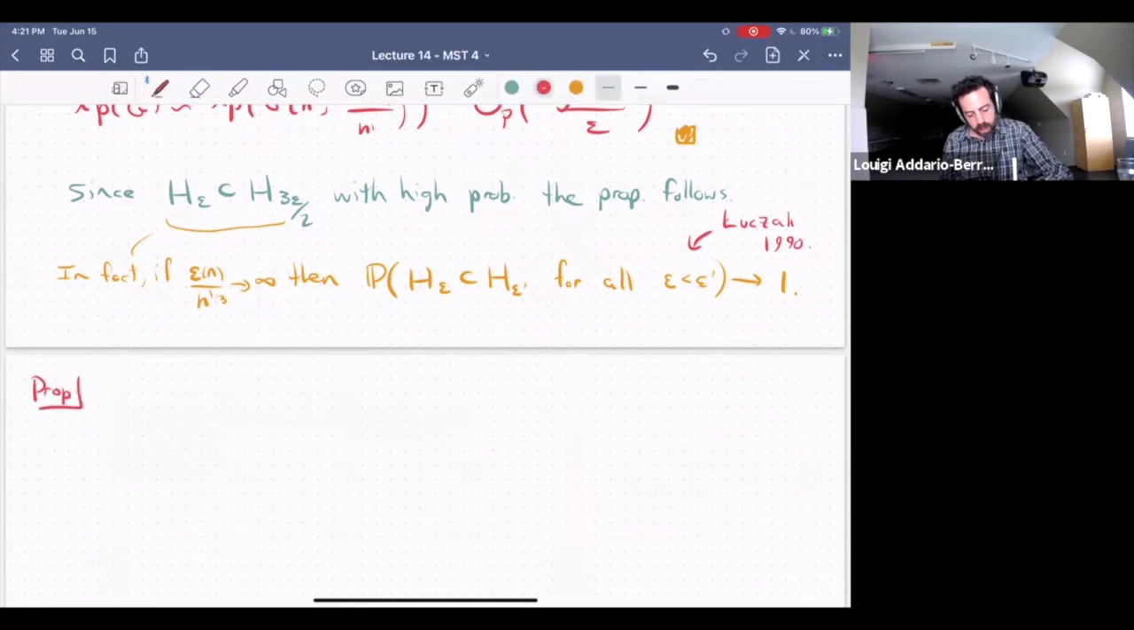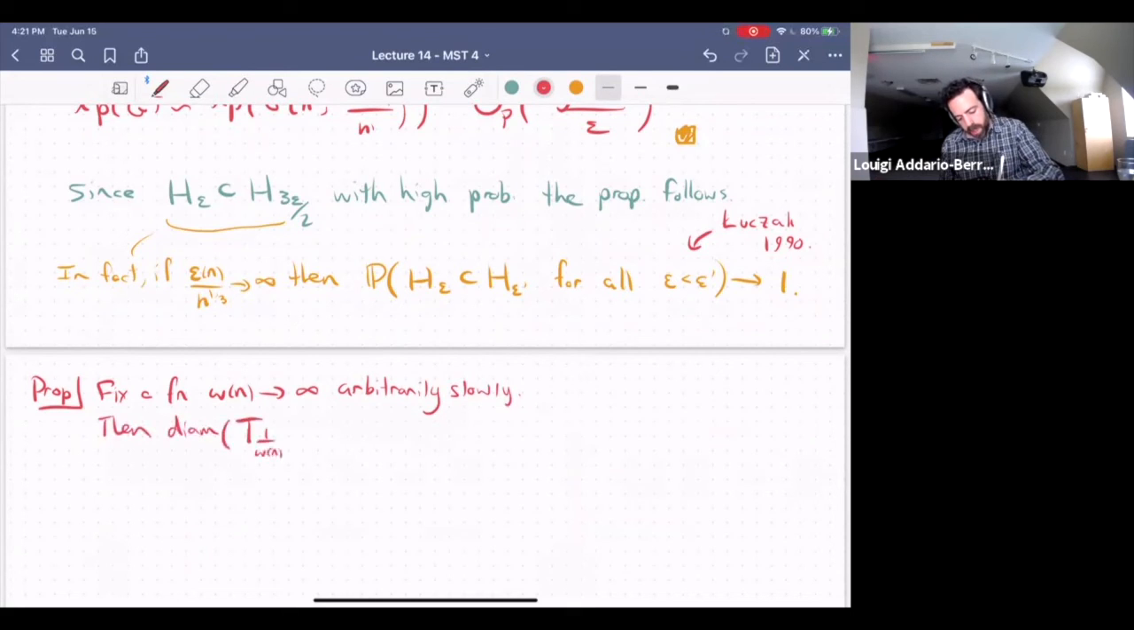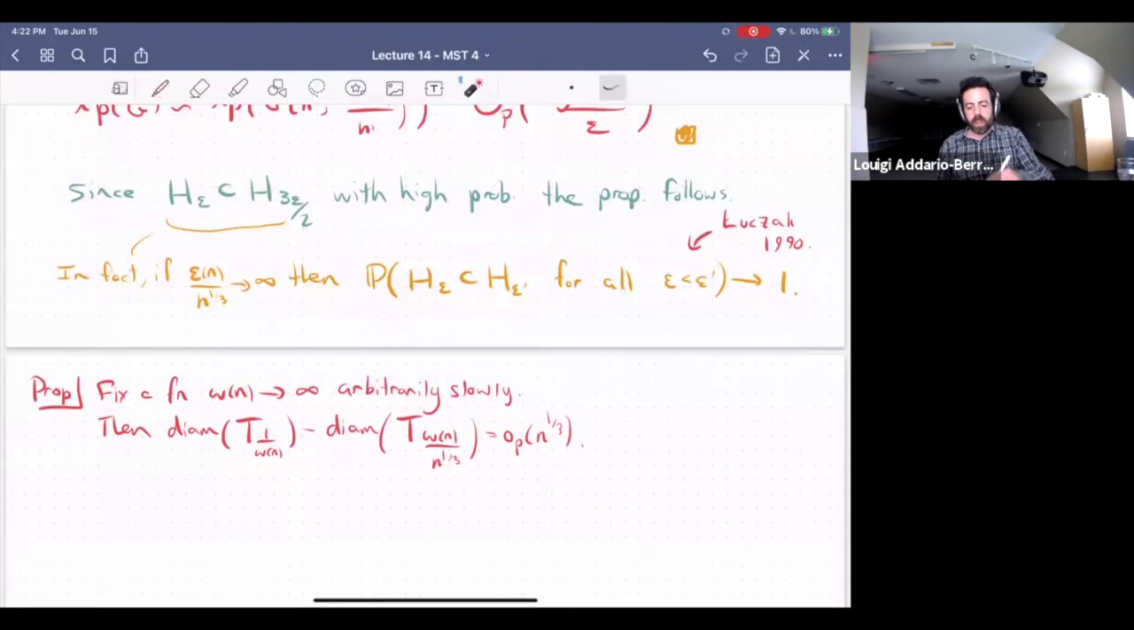I want to prove that if we have a function omega n, which tends to infinity arbitrarily slowly, then the diameter of t 1 on omega n minus the diameter of t at time omega n on n to the third is little o n to the third in probability. Okay, and this really finishes step A. It gets you from large constant over n to the third to small constant.